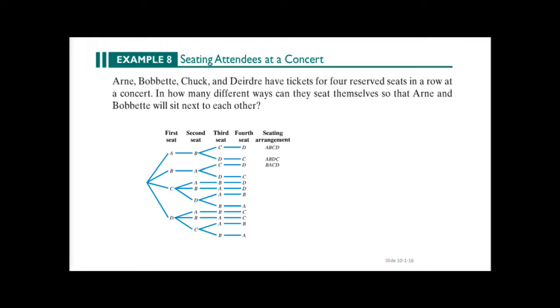BADC. Good job. Let's see, who was that? Was that Yolanda? I think so. Yeah. So Yolanda got it right. It's BADC. And then we have CABD, CBAD, CDAB, CDBA, DABC, DBAC, DCAB, and DCBA. So we have a total of 12 arrangements.